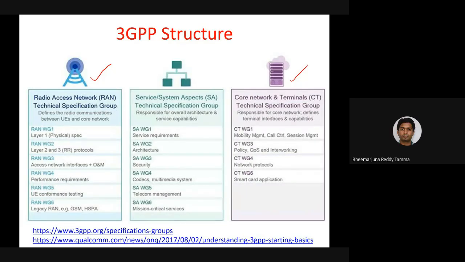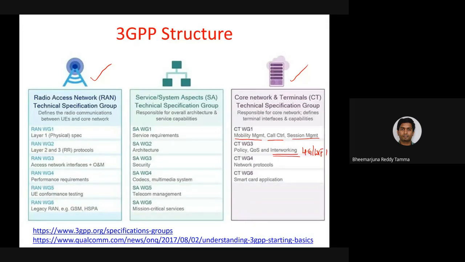They are defining how the SIM card should behave as you go to 4G and 5G, how different protocols should work, and how you have to take care of mobility, call control, session management, and how 5G should work with other technologies like, let's say, 4G and Wi-Fi. So all of them will be discussed by this CT working group 3.